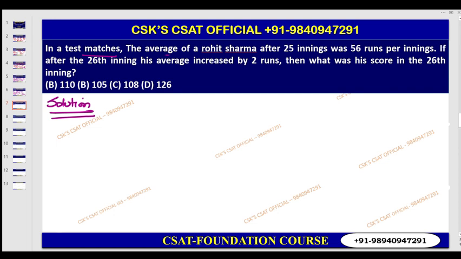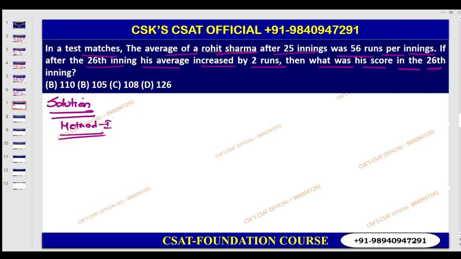In test matches, the average of Rohit Sharma after 25 innings was 56 runs per innings. If after the 26th innings his average increases by 2, so 58, then what was his score in the 26th innings? So method 1, let me teach you the procedural method. You can learn the procedural method as well as the shortcut also.